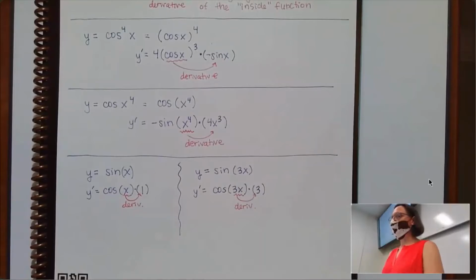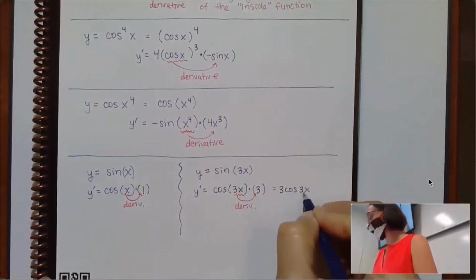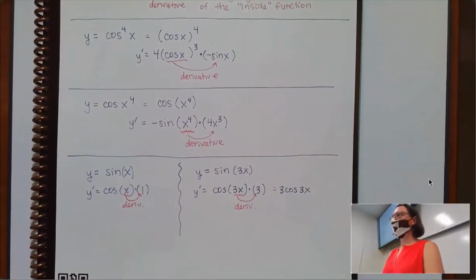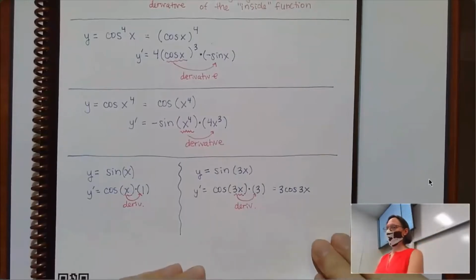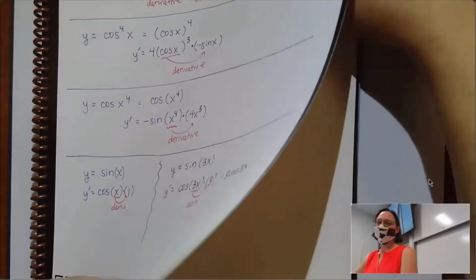I will also say that just to be confusing, 100% the book is going to write this as 3 cosine 3x. They're the same. It doesn't matter where you put that times 3, but for sure the book is putting it in front. Okay, are we ready for some gross chain rule problems? Because there are some gross ones on that practice midterm, let me tell you.